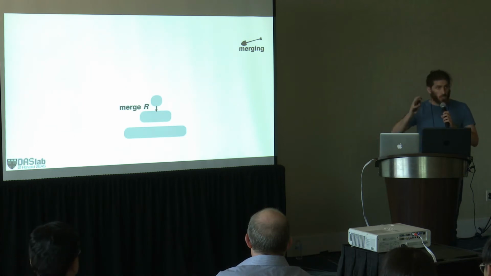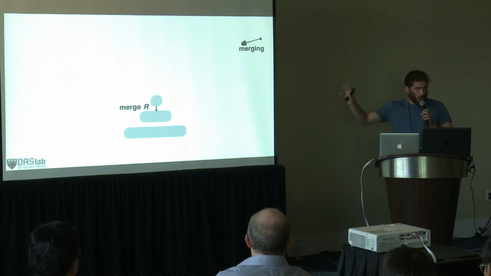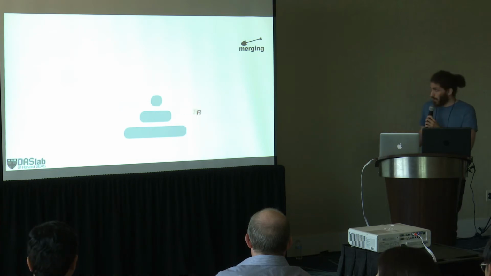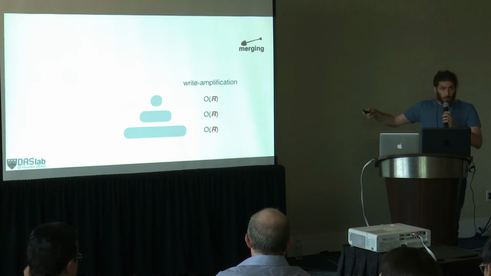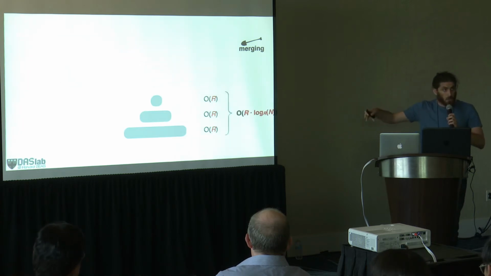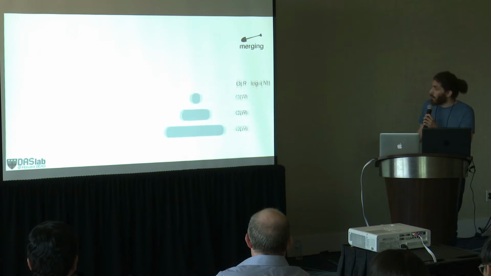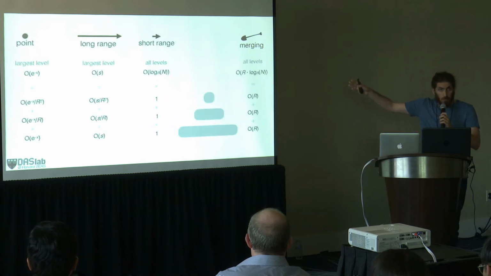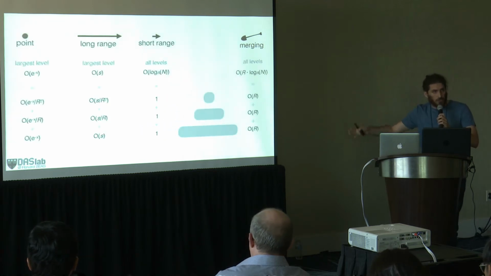So each entry participates in R merge operations per level, where R is our size ratio. Okay, so that means that every entry gets copied R times per level, and if we sum that across all the different levels, we have R times the number of levels, log of n. And the key here is that this merge cost derives equally from across all the different levels.